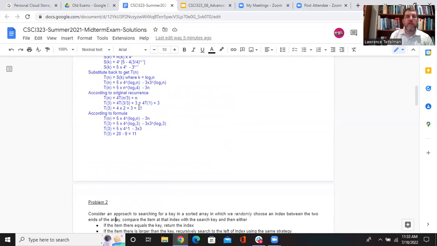That's where this 11 is coming from. And then I plug into the formula, and I get log base 3 of 3. What is log base 3 of 3? 1. 4 to the 1 is 4. 4 times 5 is 20. Minus 3 times 3 is 9. 20 minus 9 is 11.